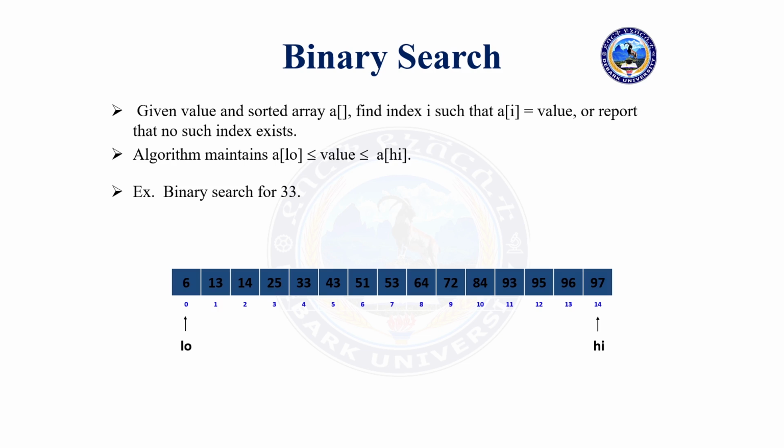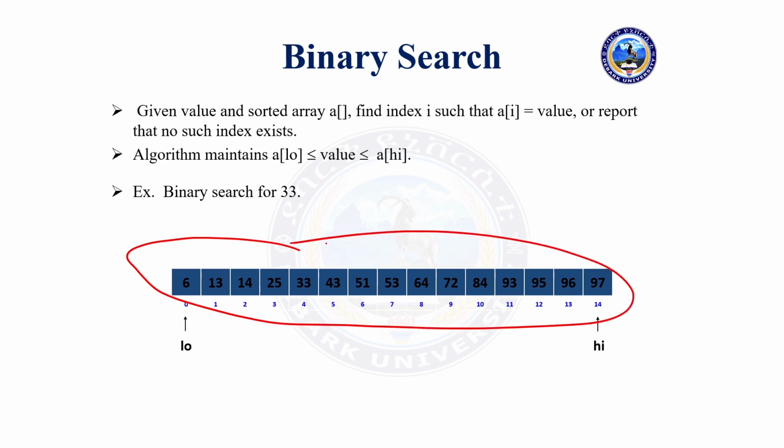Let's see this example. From this given array A, let's search for the value 33. The first thing that we should do is create a variable low and another variable high. So we need three variables. The other variable is mid, because we have to get the mid value, or the mid index.